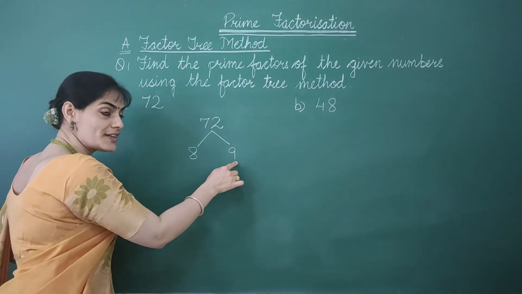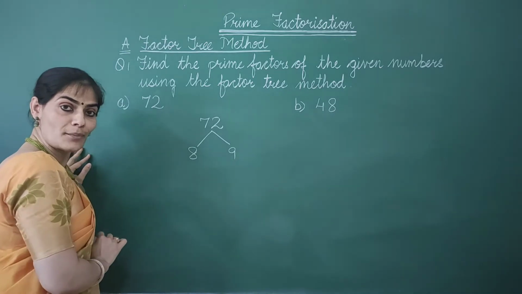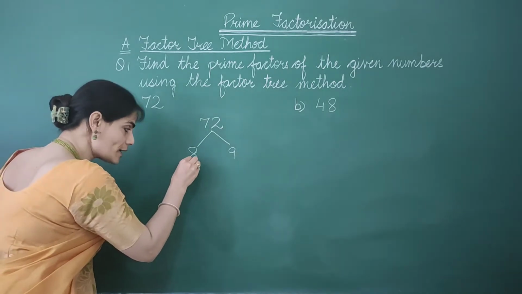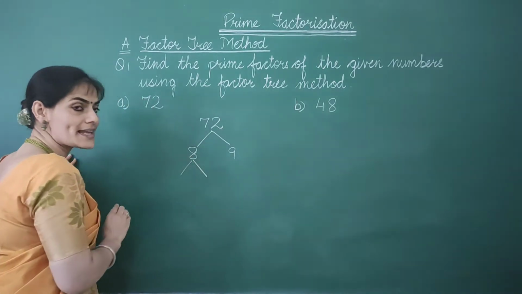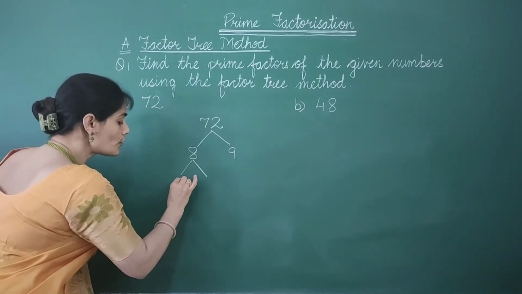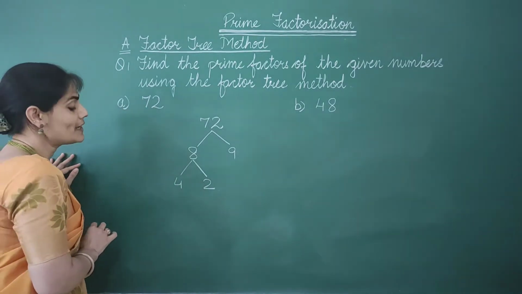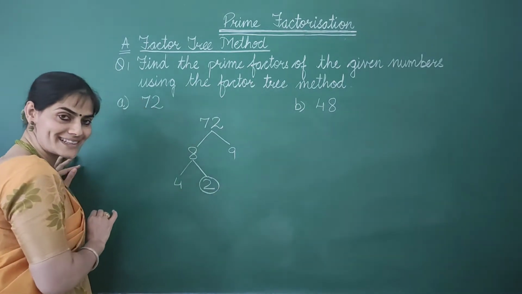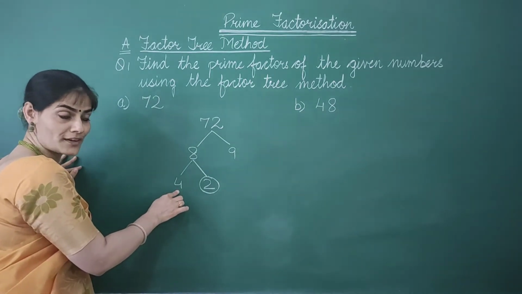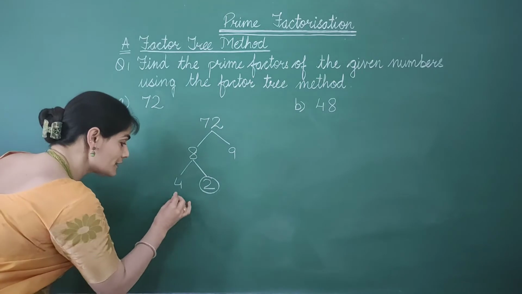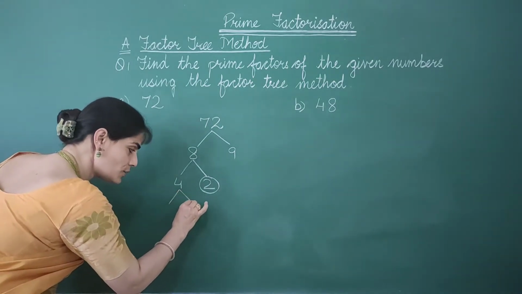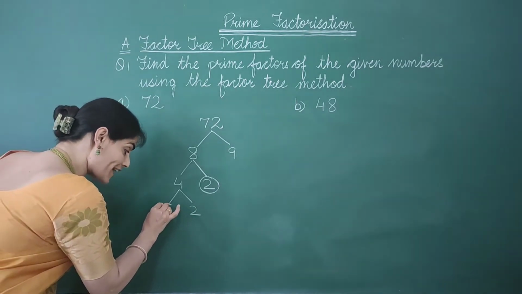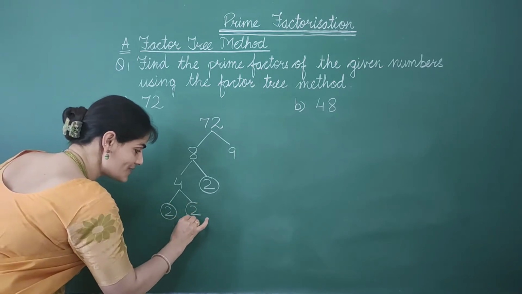And what do we observe? That both these numbers are composite numbers. So naturally we are required to break them further. So I start with 8 now. Let's write 8 as the product of two numbers. So 4 into 2 gives us 8. Now what do I find? That 2 is a prime factor of 8. So I circle it. But 4 is a composite factor. So let's break 4 further into two numbers whose product will be equal to 4. So I write 2 into 2. And these two factors are prime numbers, so I am going to circle them.